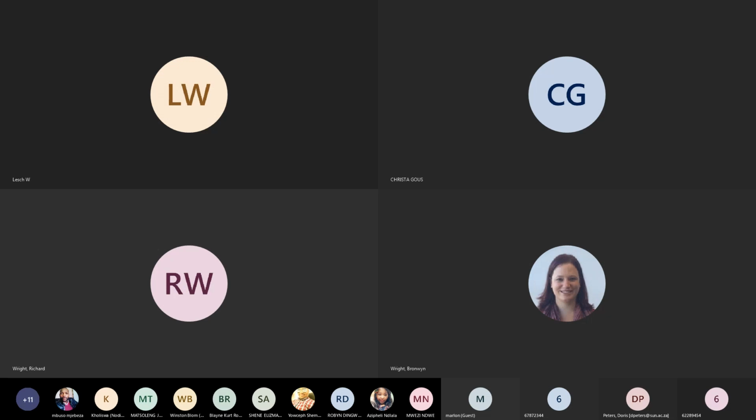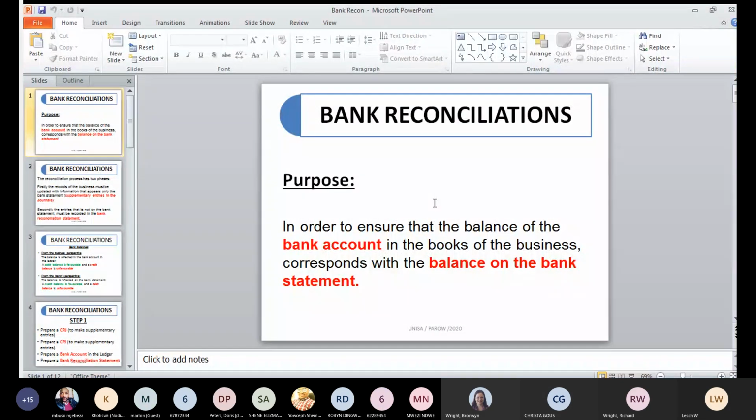Right, students, we take a look at the presentation, first of all, of your bank reconciliations. And first of all, the purpose. Now, the purpose of drawing up a bank reconciliation statement is always to ensure that the bank account, which is the balance in the books of the business, corresponds with the balance on the bank statement.